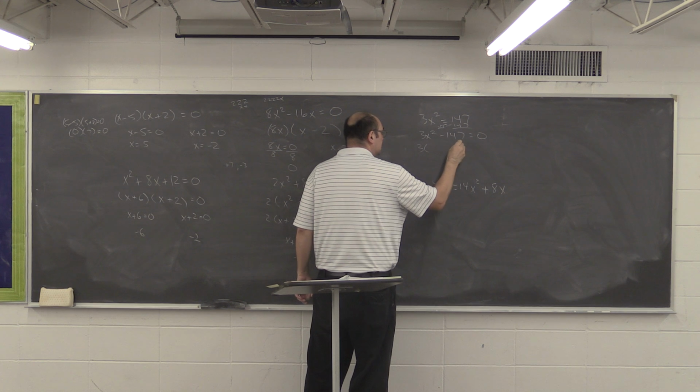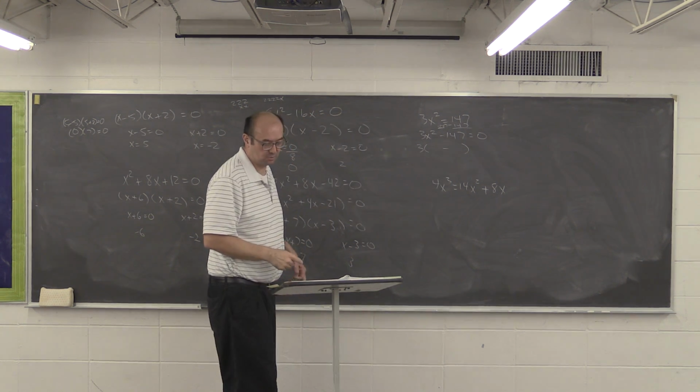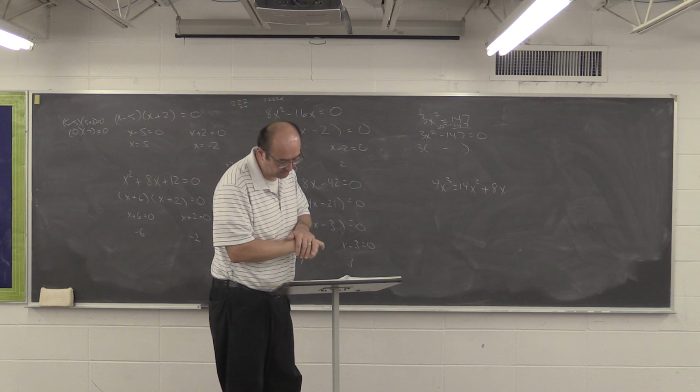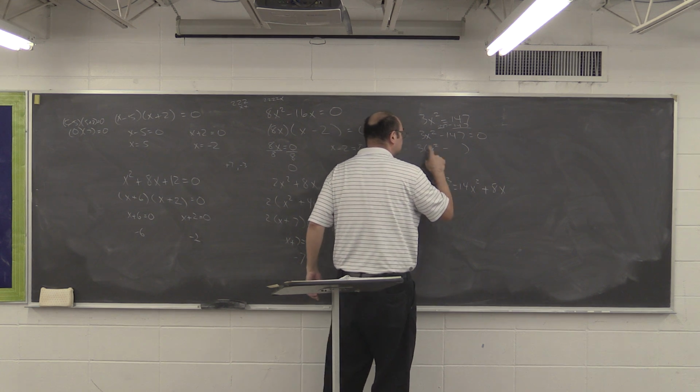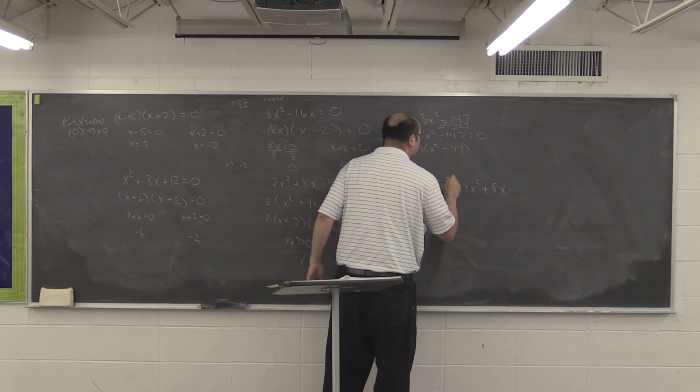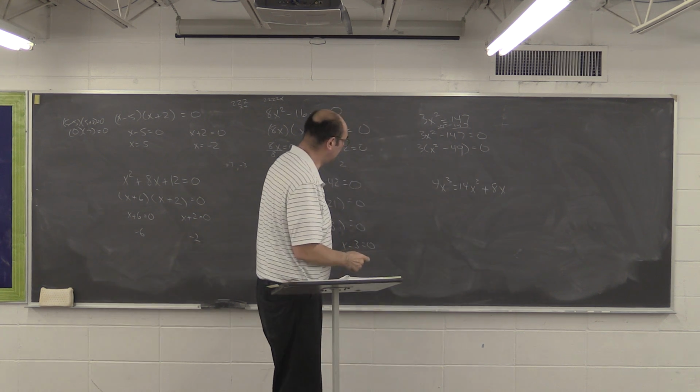So 3 times, we get a minus, so 3 times what is going to give us x squared? Well, that's going to be 3x squared, all right? And then 3 times what gives us 147? That's 49, all right? So we'll set it equal to 0.